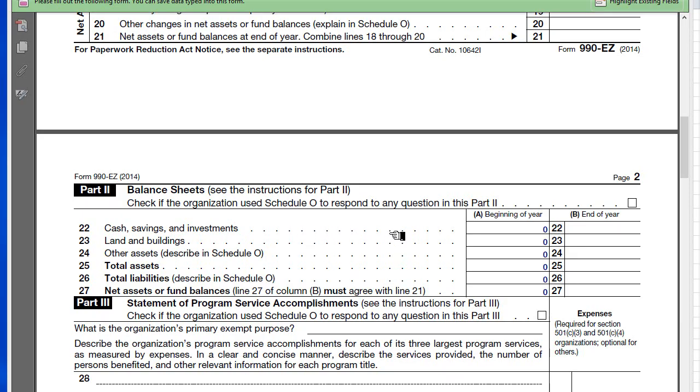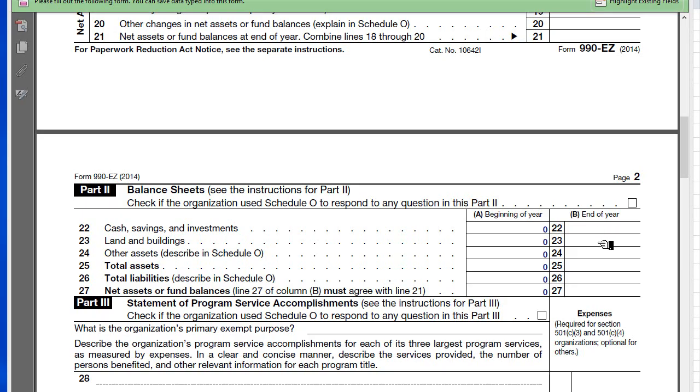Cash, savings, and investments, what's going to go there? Well, this is going to be at the end of the year. Okay, so we're talking about column B here. This is going to be the cash that you have at the end of the year, on December 31st, if that's your year end, and I am assuming that for purposes of this example. Okay, so cash, CDs, savings accounts, money market funds, going to go here on line 22.